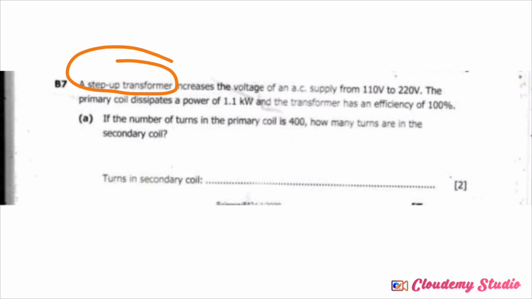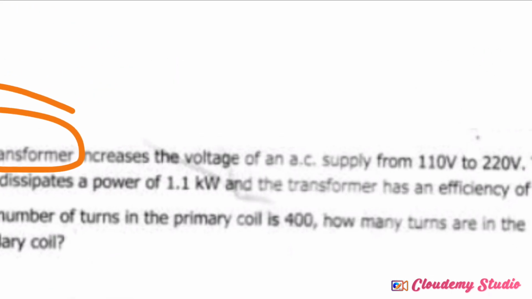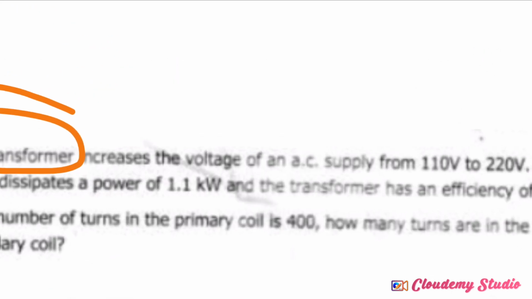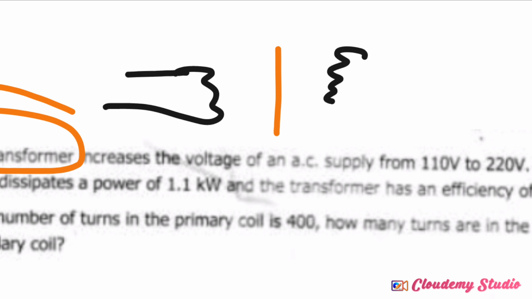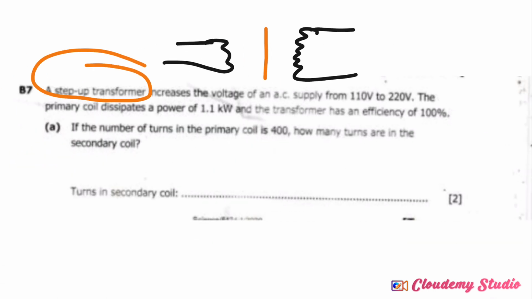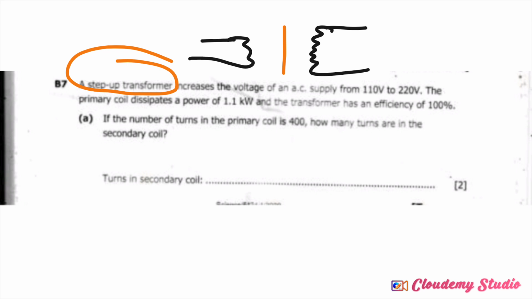Question B7 is saying a step-up transformer. Just from this word, step-up transformer, it is already telling us that this type of transformer is unique for that statement. Step up means the number of turns in the primary coil is less than the number of turns in the secondary coil. That's why it's called a step-up transformer.